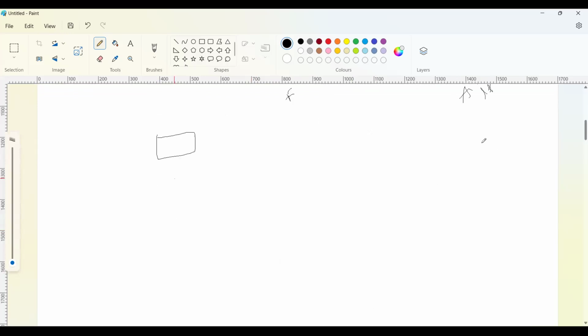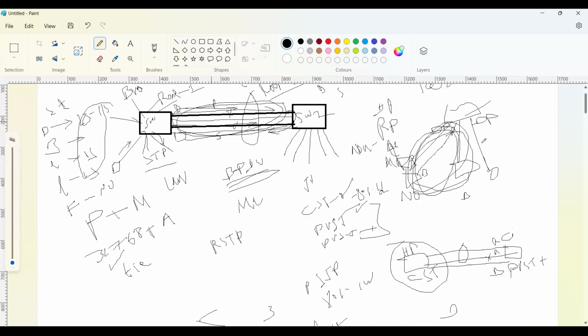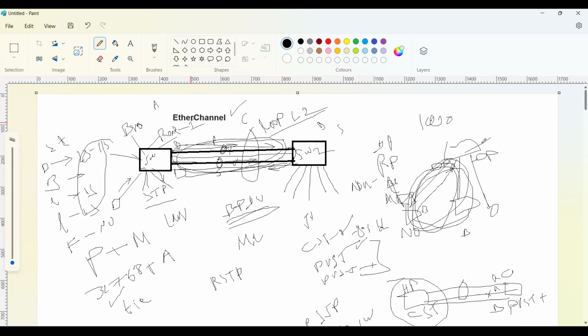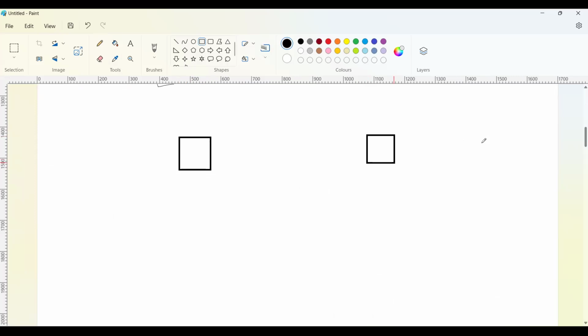Our topic is Ether channel here. What is Ether channel? Ethernet ports are whichever ports are connected. These are all the Ethernet ports, and Ether channel means how many ports are connected. Here, if we have 2 switches, and these 2 switches are connected like this with redundancy paths.